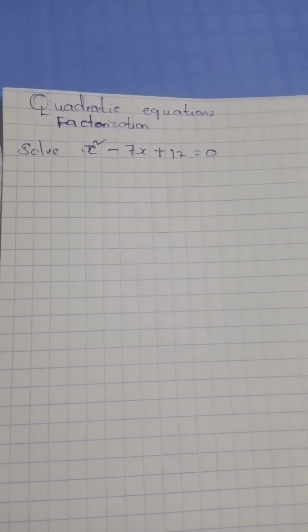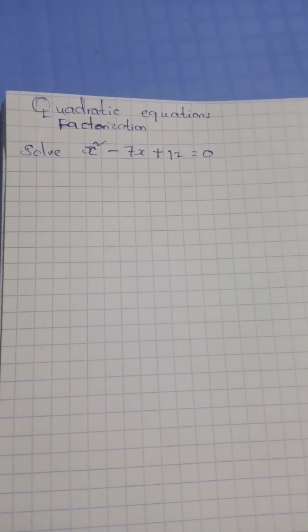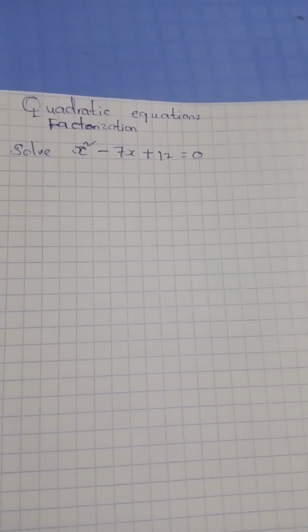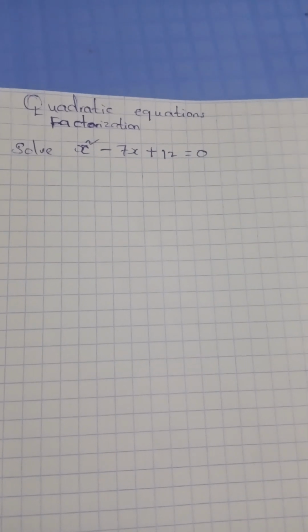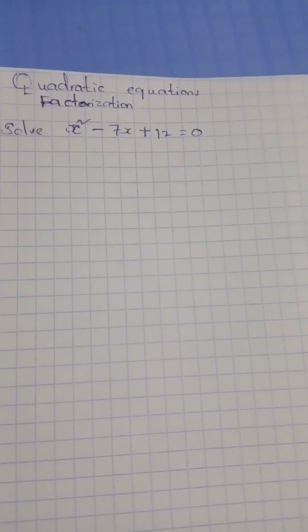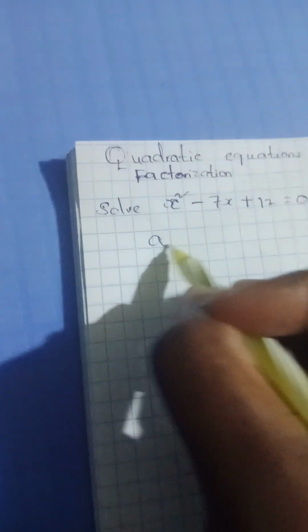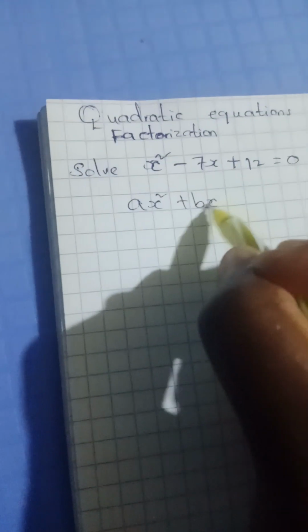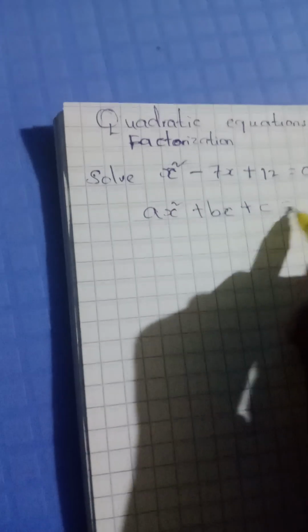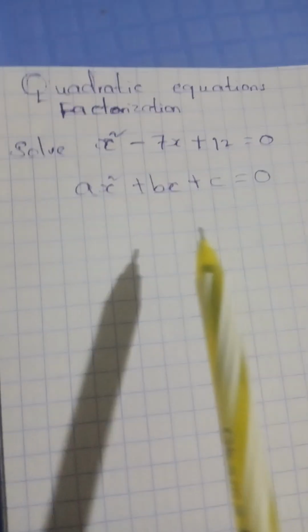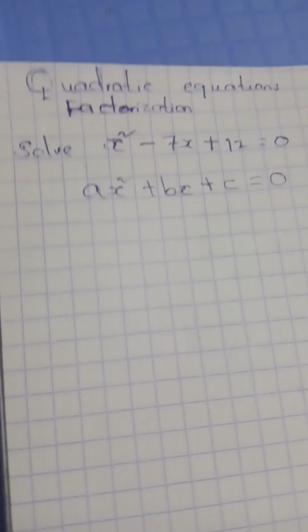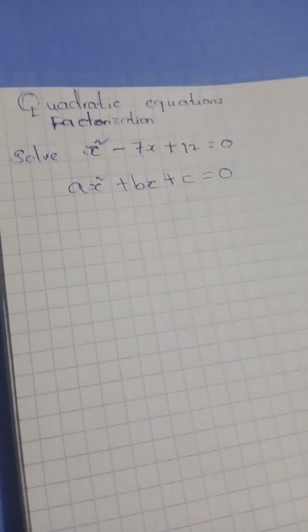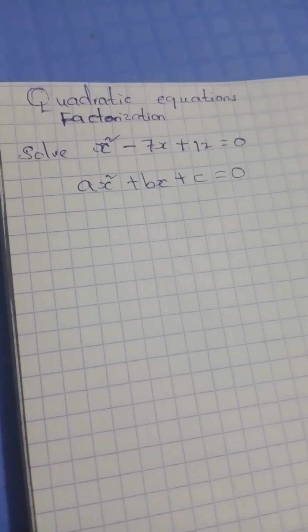Today's video, I'm going to show you how to solve quadratic equations using the product, sum and factor method. First, you must look at your equation to see if it is in the form ax square plus bx plus c is equal to 0. In our case, you can see this is in the form ax square plus bx plus c. Because our equation is in this form, we will solve directly.